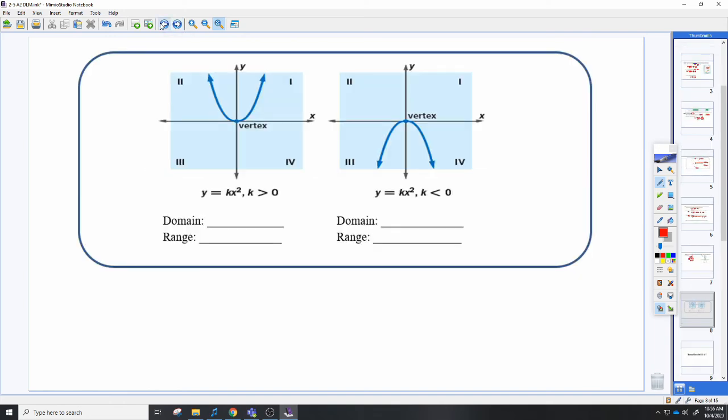All right, the last piece here, we're going to talk about domain and range. So this is going to be a little different. We have our positive k values here to make our U shape, and then we have the upside down one.